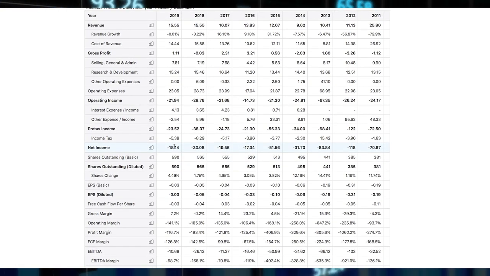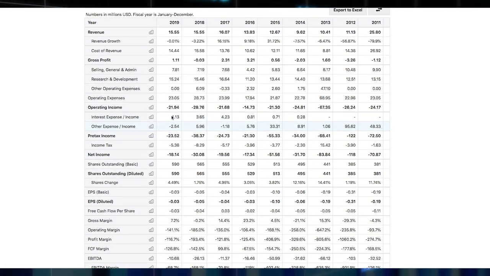So they managed to halve the loss from 2018 to 2019. So that is very good. I like to see that, and that is definitely a positive.